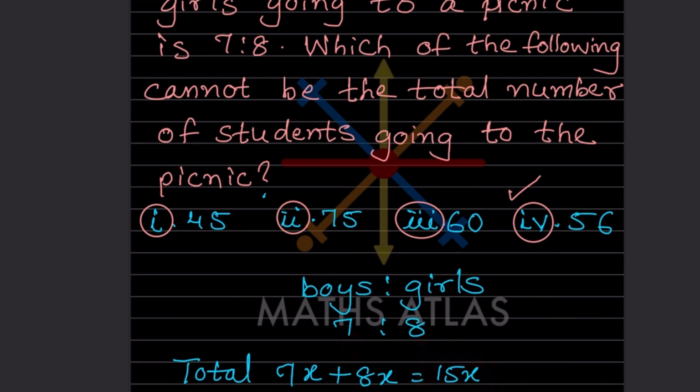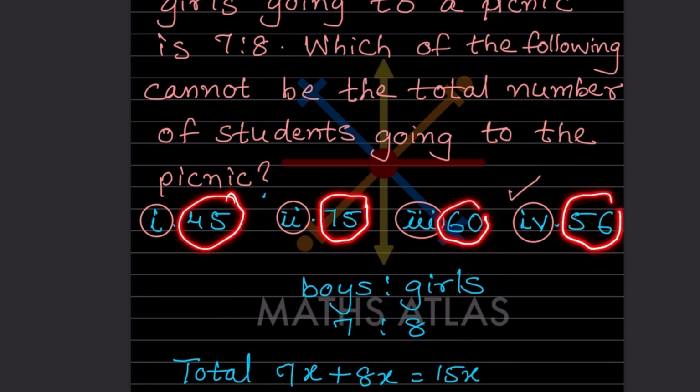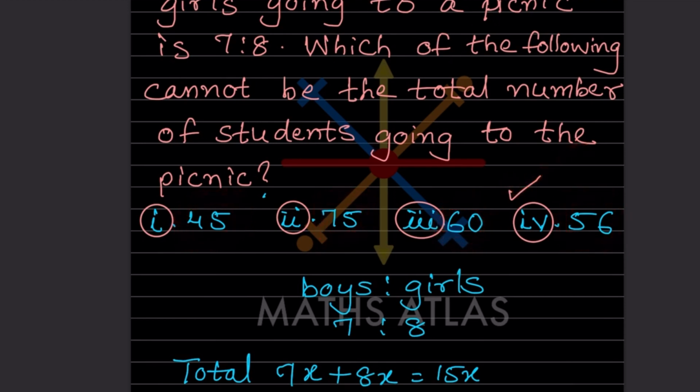So they said which of the following cannot be the total number of students. Now can you see, we got 15x. 15 3s are 45, 15 5s are 75, 15 4s are 60. But 56, it cannot be the total. So this is the option.